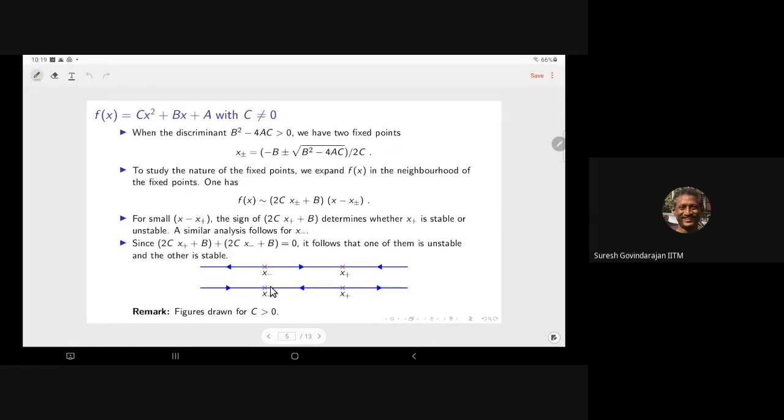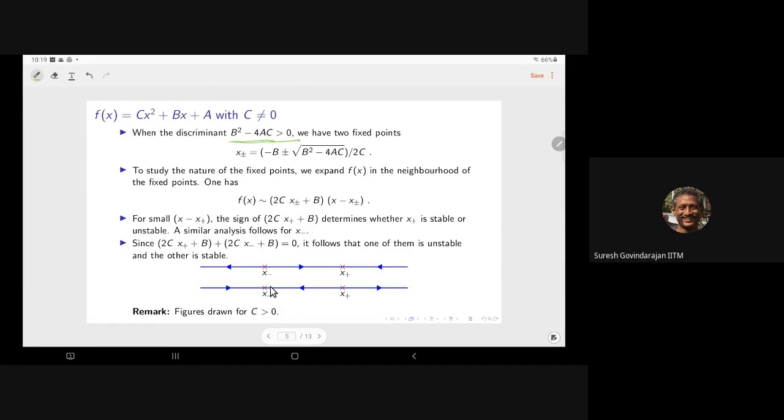Okay. So now we make it more complicated, and we look at a case where it is quadratic. So now we have cx squared plus bx plus a, and we'll again assume c is not 0, because if c is 0, it goes back to bx plus a. Okay. So now we'll have to consider the case when the discriminant, which is b squared minus 4ac, is greater than 0.